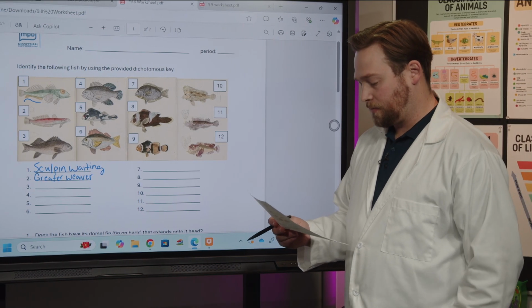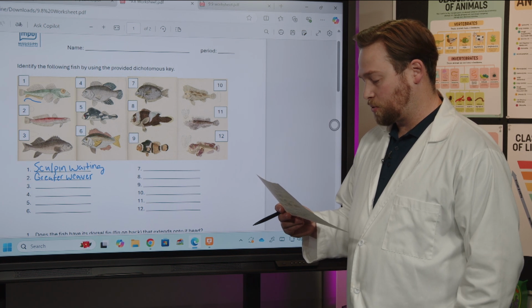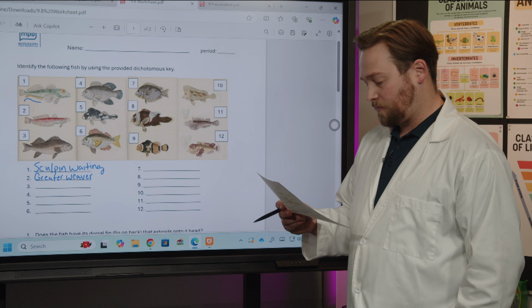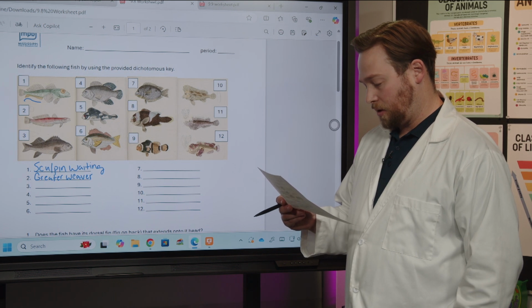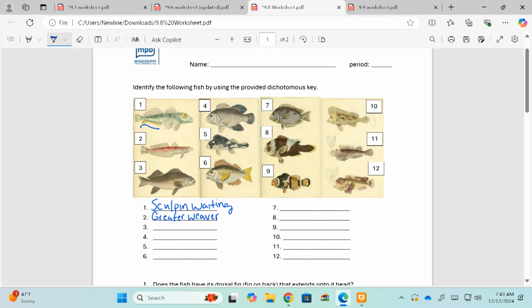Number 3 here. Again, we always start at number 1. Does the fish have its dorsal fin that extends onto its head? No. So go to number 2. Does the fish have yellow fins? No. Go to number 3. Does the fish have a red stripe on its back? No. Go to number 4. Does the fish have blue fins? No. Go to 6. So I'll flip it over to the back.